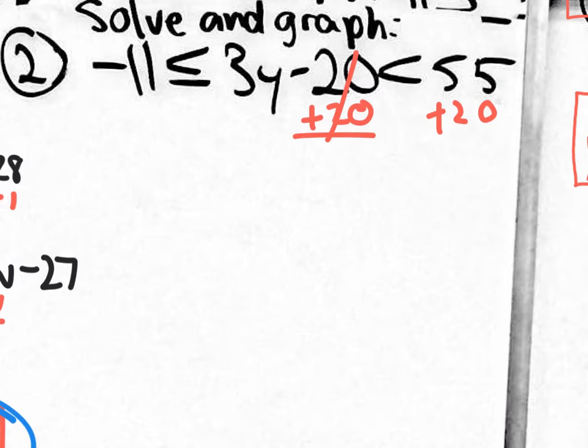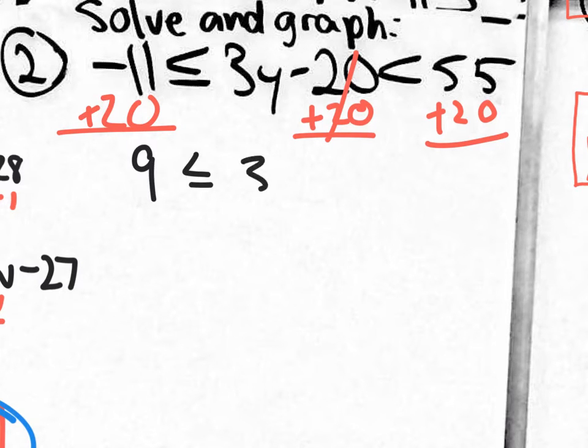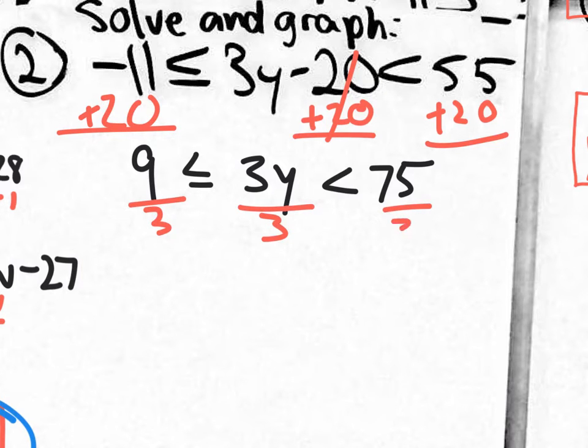So we have to not only add 20 to the right side, but also add 20 to the outside left part of it. So we end up with 9 is less than or equal to 3y, bringing everything down, is less than 75. Are you with me? And now what's the final step? Divide by 3, divide by 3, divide by 3. We will have y in the middle, bring down the inequalities.